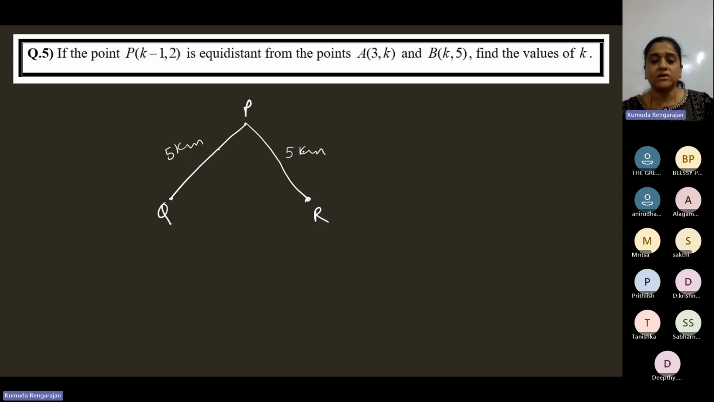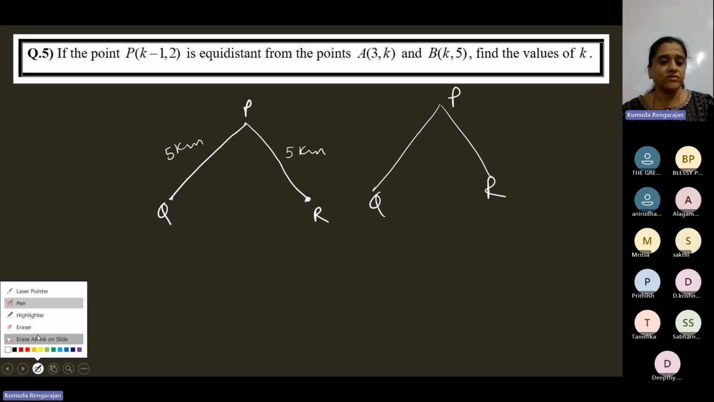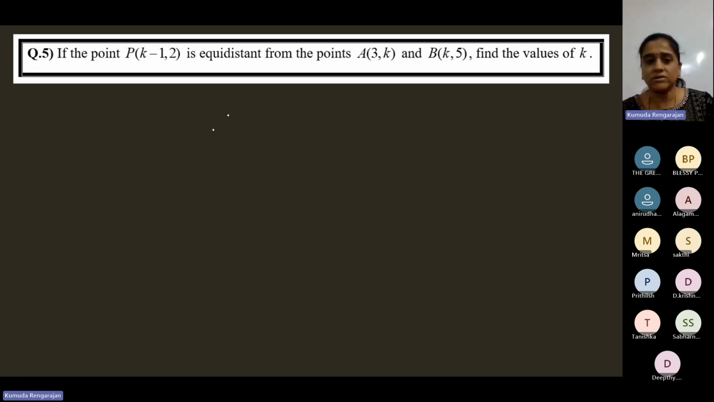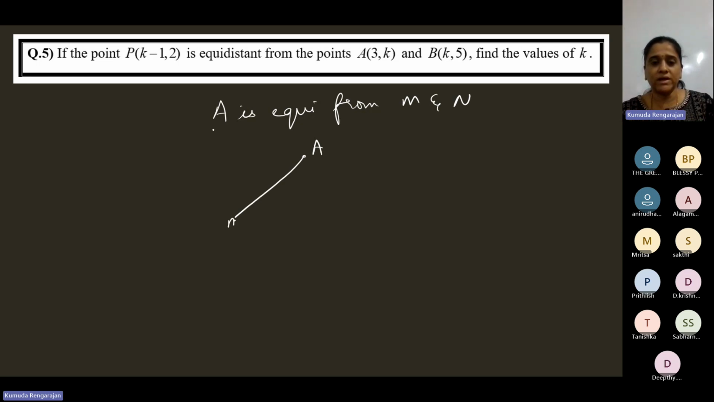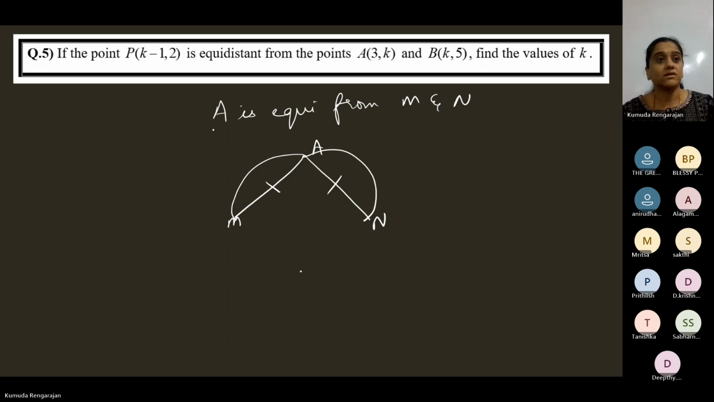So if P is equidistant from Q and R, we draw like this. Supposing A is equidistant from M and N, we'll show M like this, N like this, and these two distances are equal. A is equidistant from M and N, so that means AM is equal to AN.